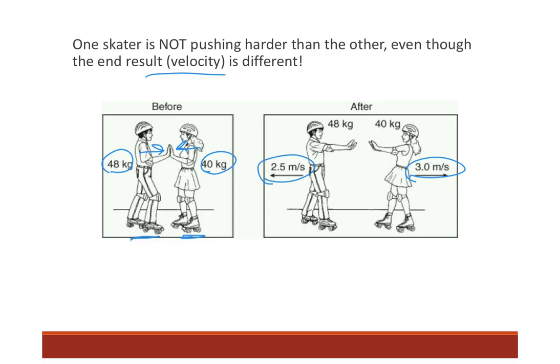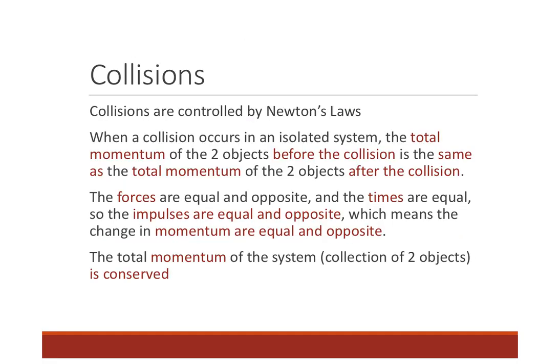Since collisions are definitely interactions of two objects or more, they are controlled by Newton's laws. When a collision occurs in an isolated system, and I'll talk about that in a minute, then the total momentum of the two objects before the collision will be equal to the total momentum of the two objects after the collision. Again, the forces are equal and opposite.